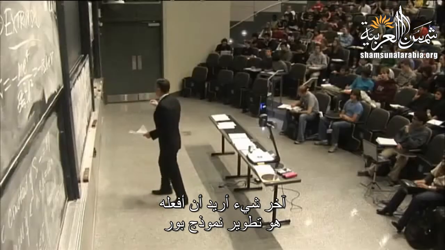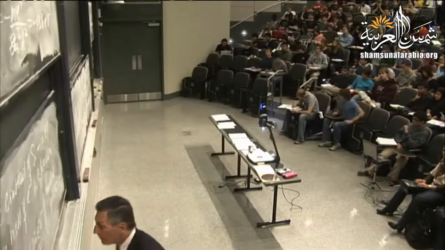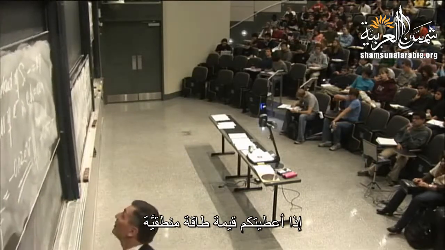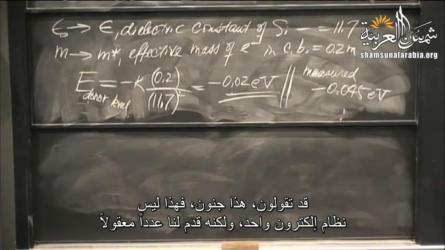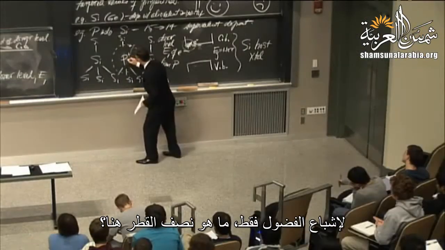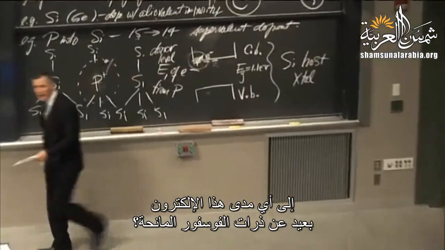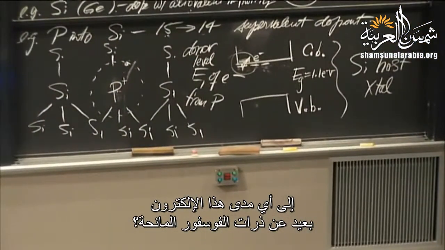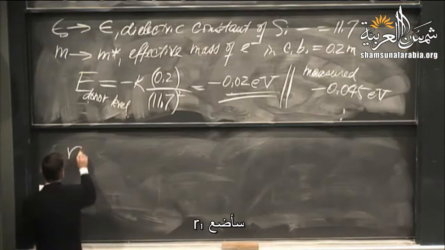The last thing I wanted to do was to push the Bohr model just a little bit harder. I've given you an energy, and the energy seems to make sense, even though you might say, well, this is crazy, it's not a one-electron system, but it gave us a reasonable number. Let's just, for interest's sake, determine what this radius is. I wonder how far this electron is away from the donor phosphorus.